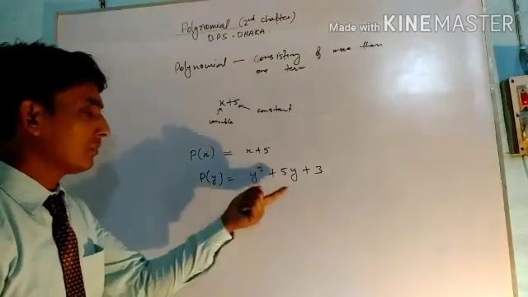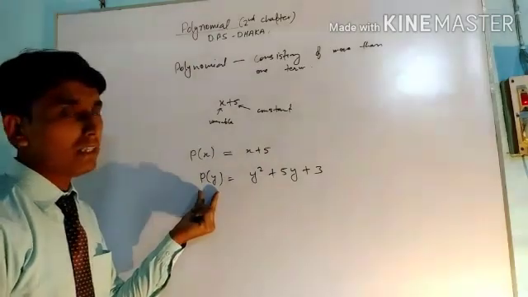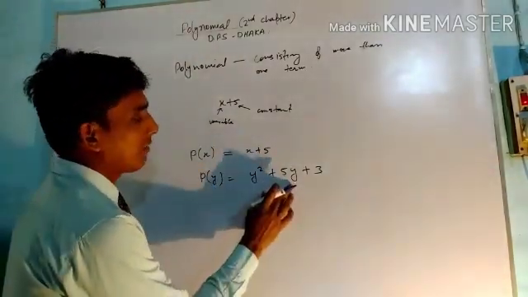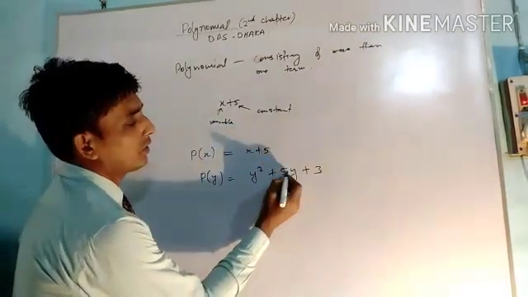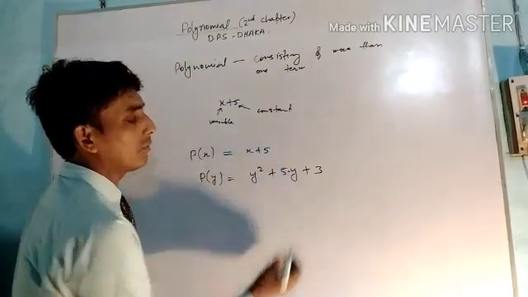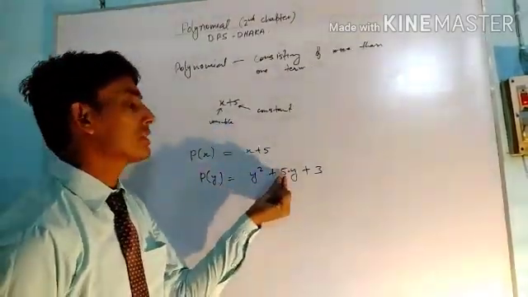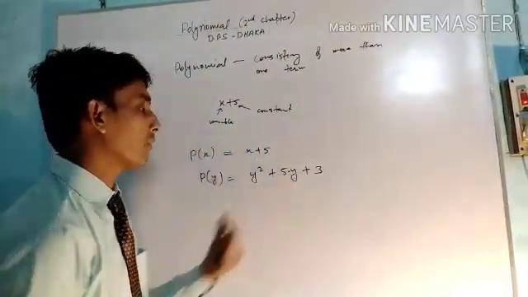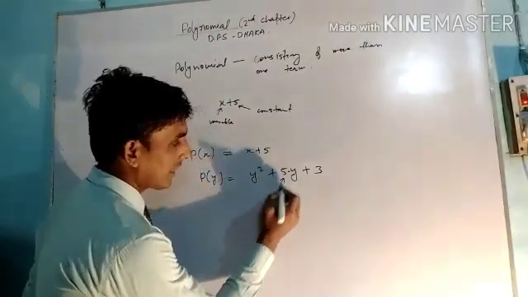Here the variable of the polynomial is y, so it is denoted by p(y), and here y is the variable of the polynomial and 5 is the coefficient of y. Coefficient means any constant term which is multiplied with the variable is called coefficient. So here 5 is the coefficient of the term y.